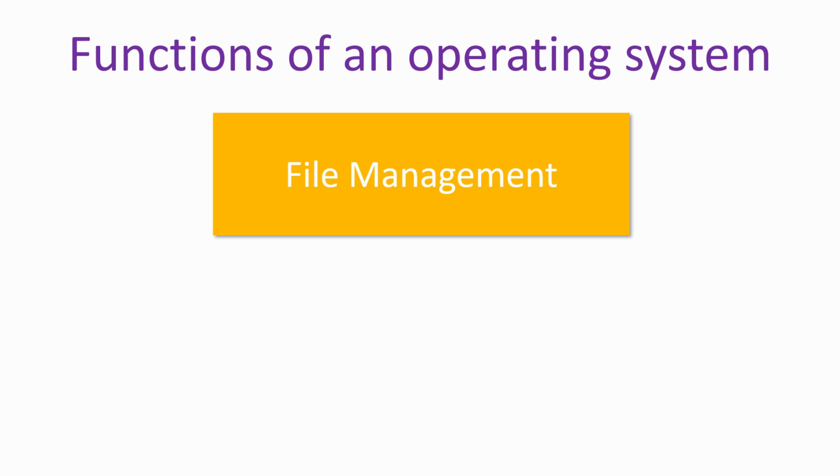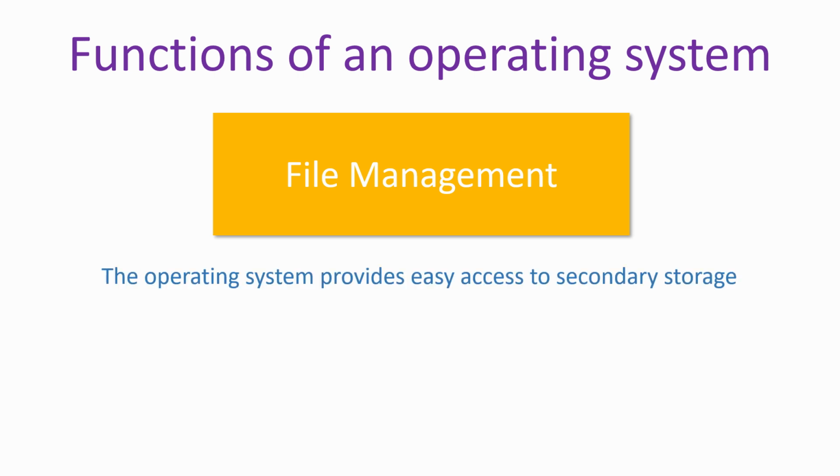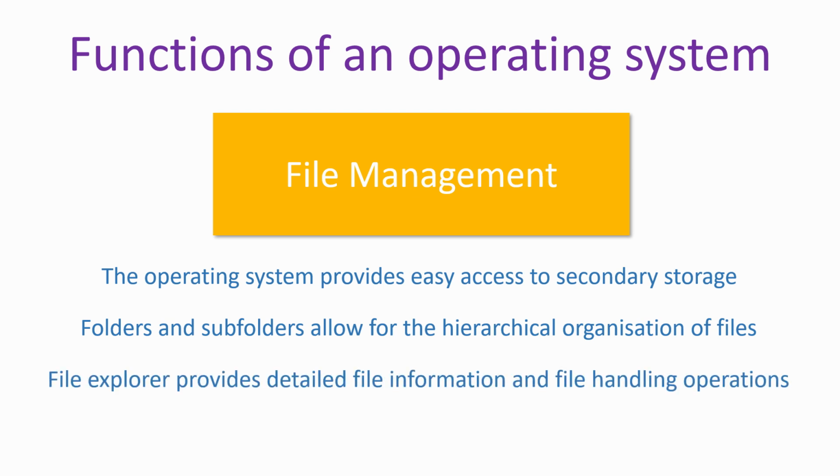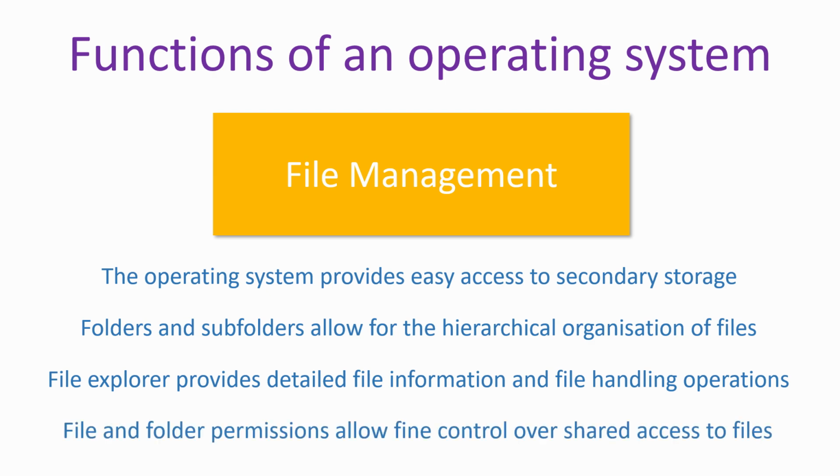To summarise, the operating system provides easy access to secondary storage for applications and ultimately for users. Folders and subfolders allow for the hierarchical organisation of files. A File Explorer application displays detailed information about files and provides file handling operations such as move, copy, rename and delete. File and folder permissions allow for fine control over shared access to files and folders.